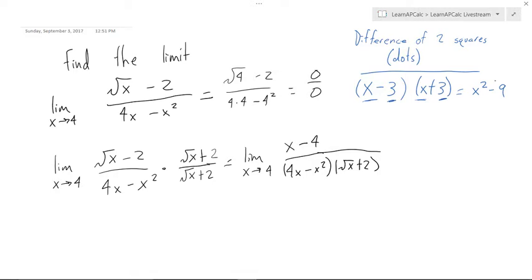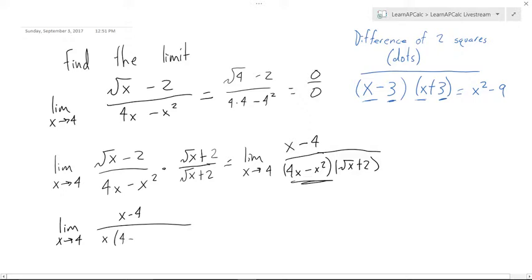Okay, so that being said, we have this new limit here from conjugation. So what do we do now? There's not really any terms that are obvious to cancel. Well, now we can actually factor the bottom. So again, here top, x minus 4. I'll factor out an x from this term right here. So we get 4 minus x times the square root of x plus 2.